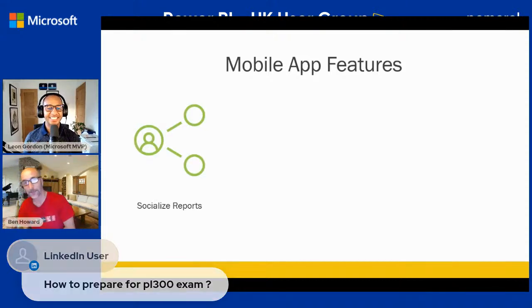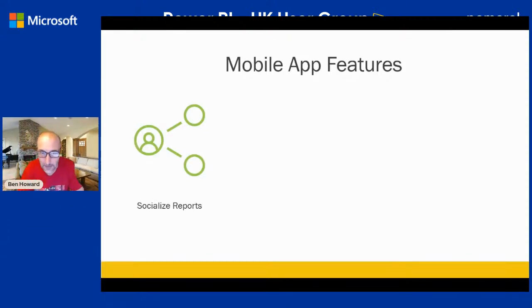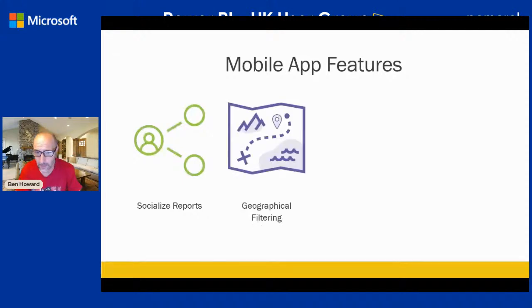Thanks. Brilliant. Okay, so I've already talked about socializing reports as a mobile app feature. We've got some geographical filtering. So what does that mean? Well, it means, again, let's take my sales example, but it's not necessarily the best example.